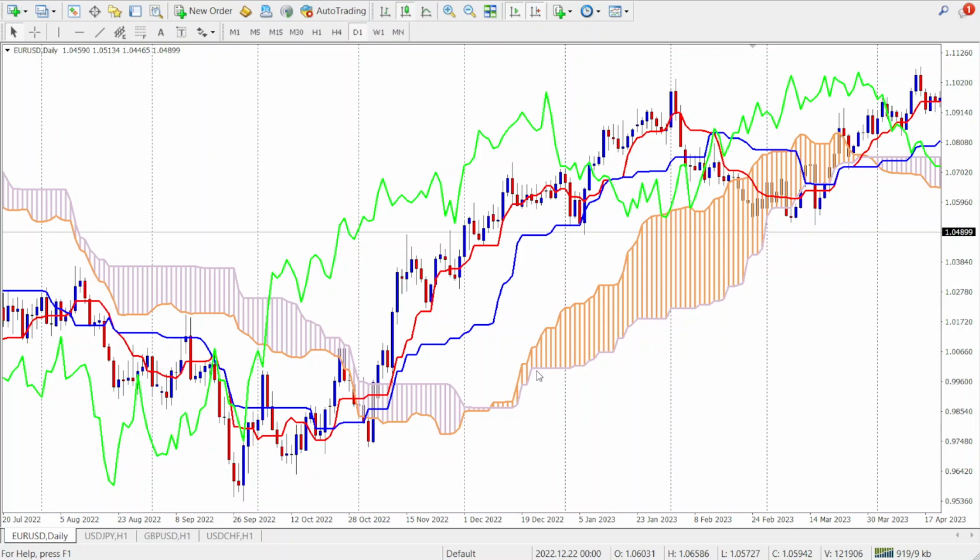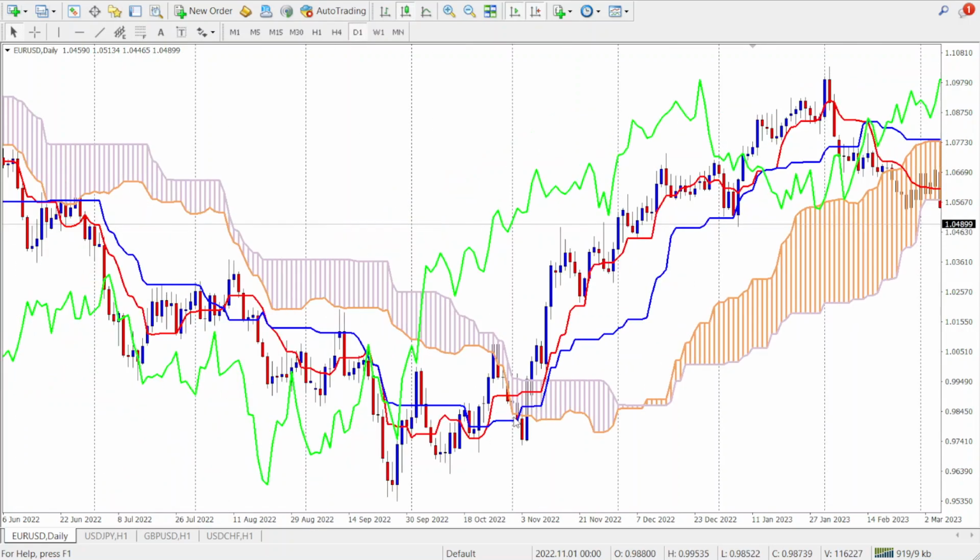This confirms the momentum, and then you're going to notice that the Tenkan-sen, which is the red line, will cross above the Kijun-sen. That will even happen before the Kumo cloud changes color. Then you will notice that the Chikou Span is going to be above the price action, above the candlesticks.